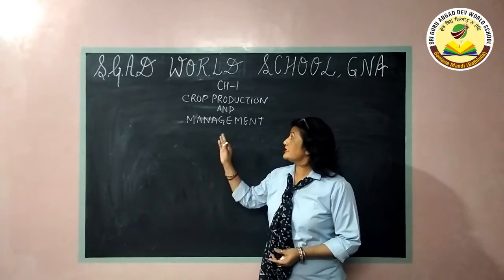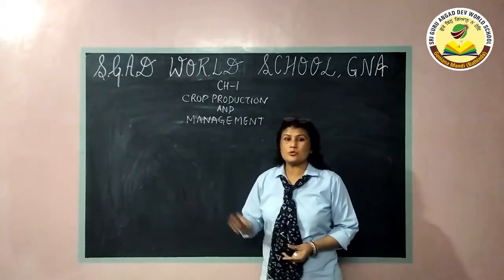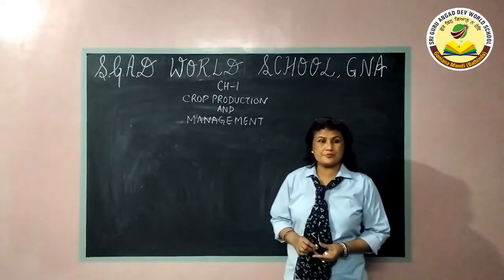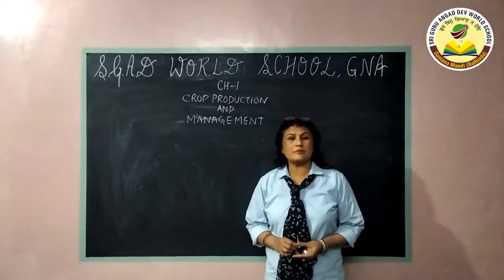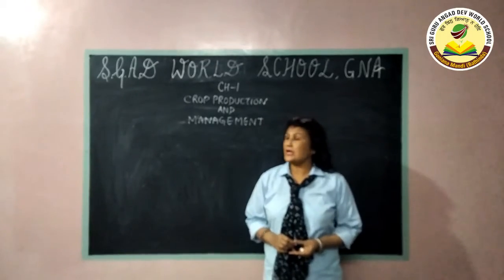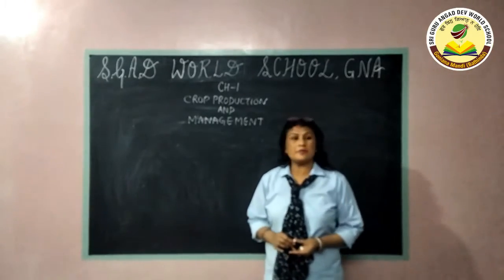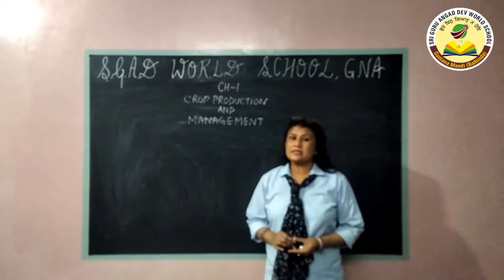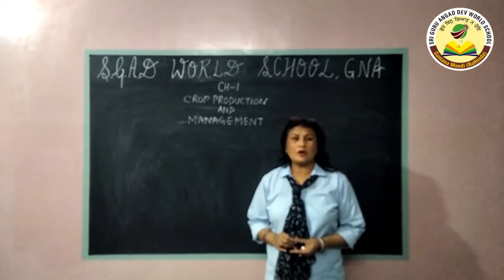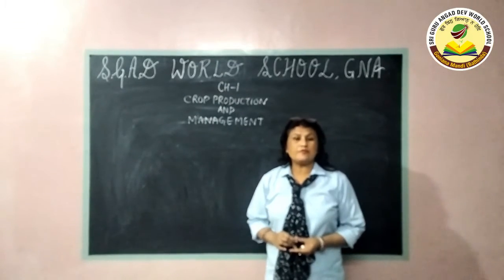Now today we will share chapter number 1, crop production and management. In this chapter we will learn and discuss about the production and management of crops in our country. India is basically an agricultural country. Here farmers yield a large number of crops to feed the whole population of India.